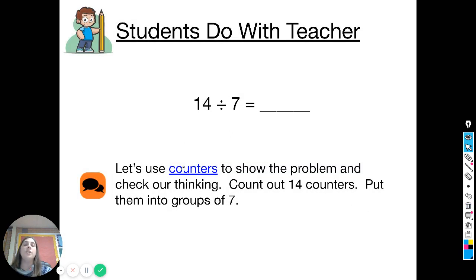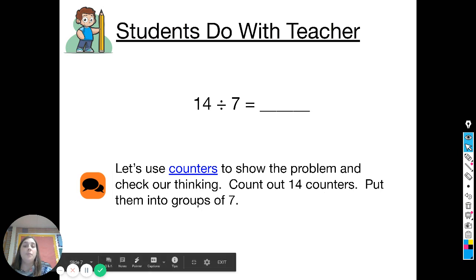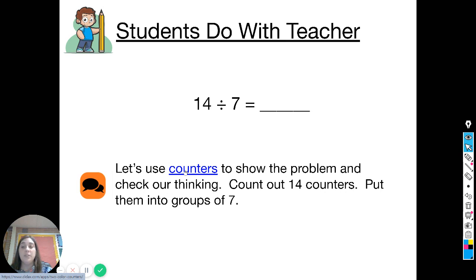Now we're going to use our counters to show the problem and check our thinking. So you're going to count out 14 counters and then put them into groups of 7. So I'm going to go ahead and I'm going to send this counters link to your screen.